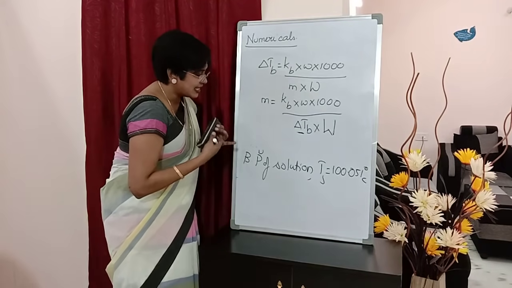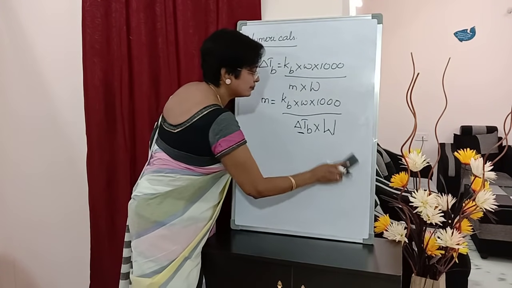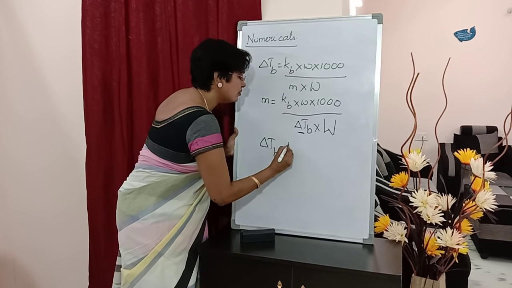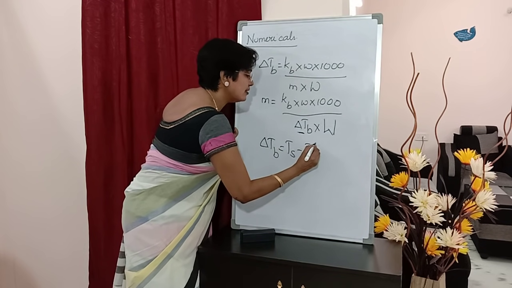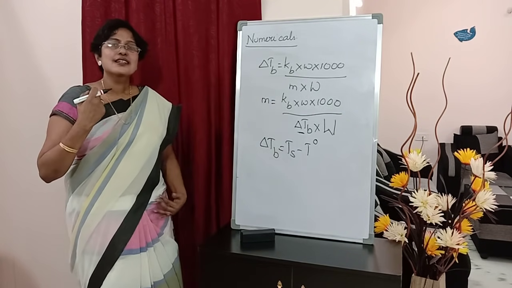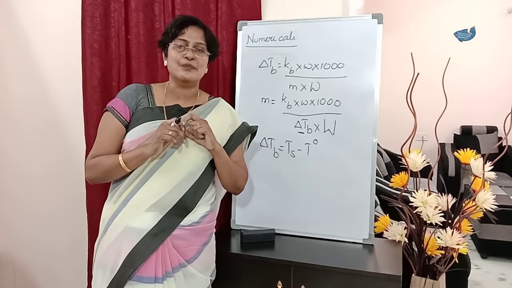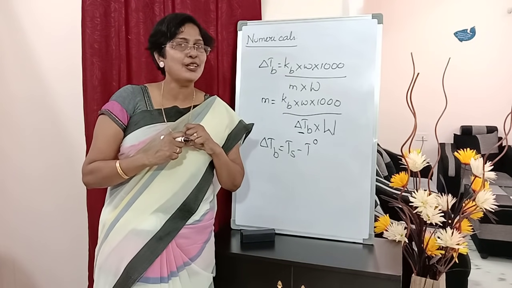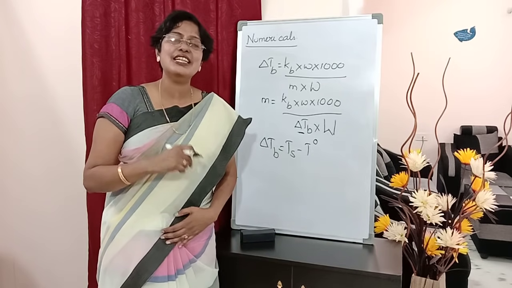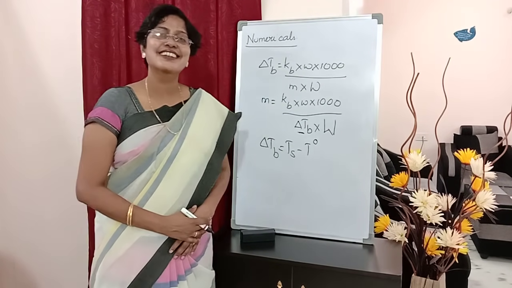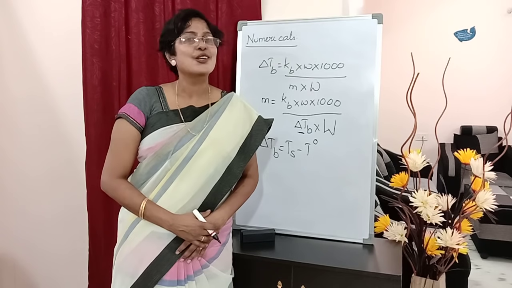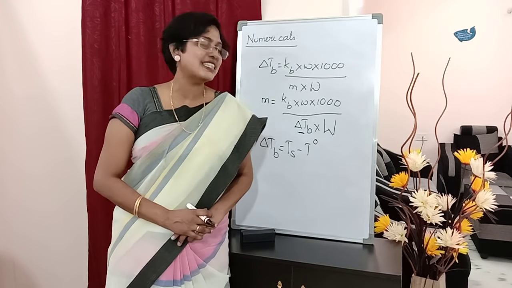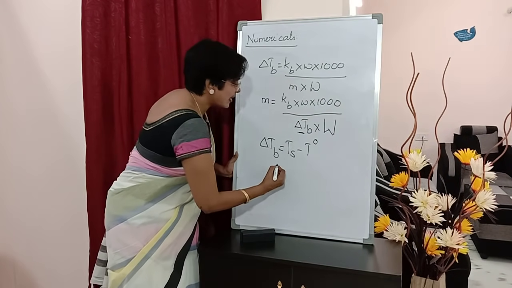You all know that delta Tb is equal to, write down the expression, delta Tb is equal to Ts minus T naught. Ts is given in the problem. Then what about T naught? What is T naught? Boiling point of the solvent. What is the solvent in the problem, students? It is water. You all know the boiling point of water. How much, students? 100 degrees centigrade. Very good.